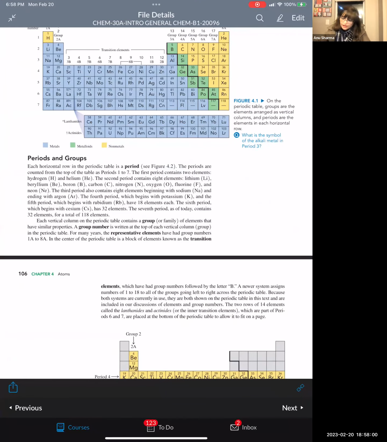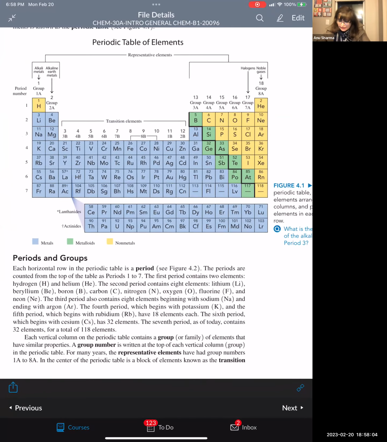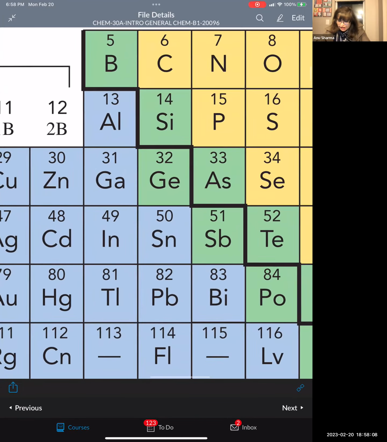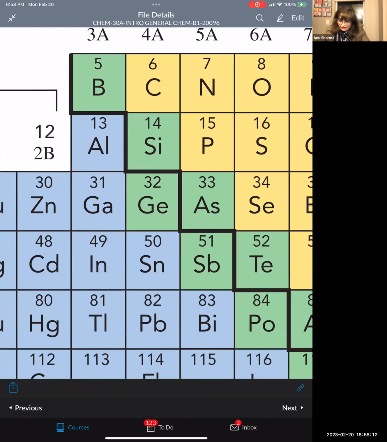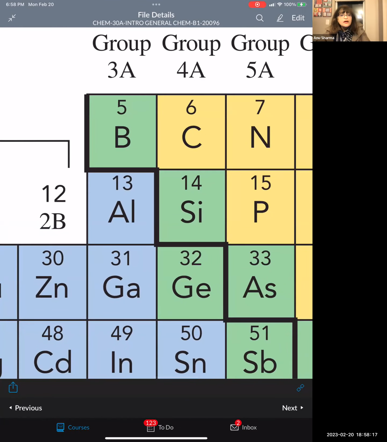So what are the things that you need? You need to see where gallium, Ga, is. Gallium is right here, Ga, 31. And where is it present? It is present in group 3A. Group 3A means there are 3 valence electrons, and it is a metal.